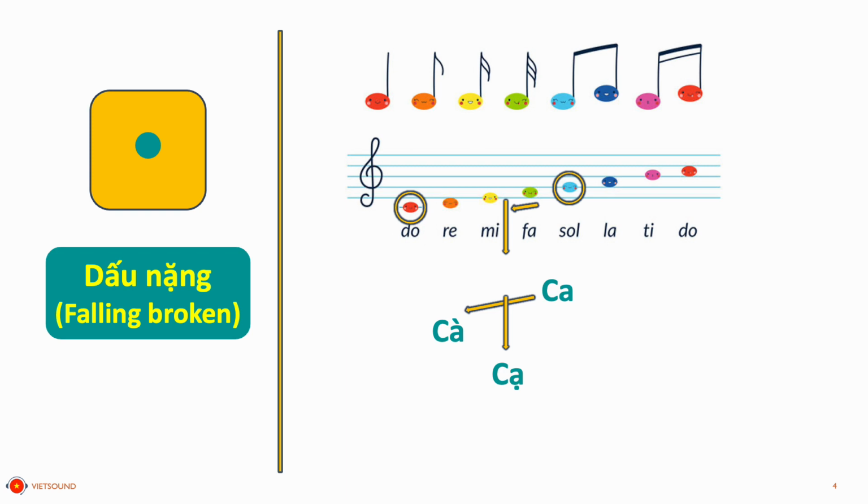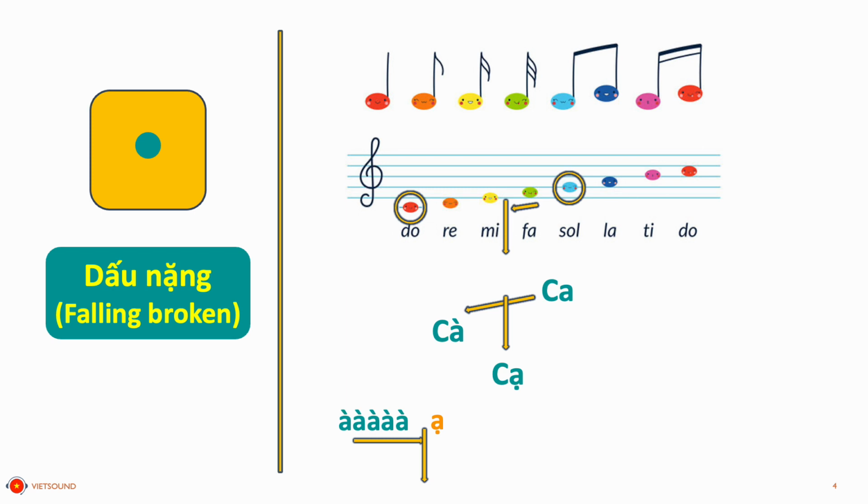Now let's practice saying the falling broken tone by saying the falling tone, then immediately cut off the sound by strongly closing your vocal cords. The moment you're cutting off the sound, you will get the falling broken tone.